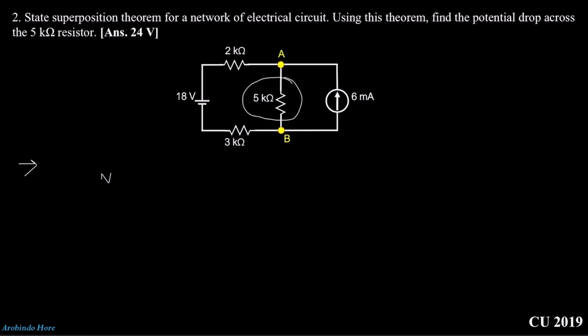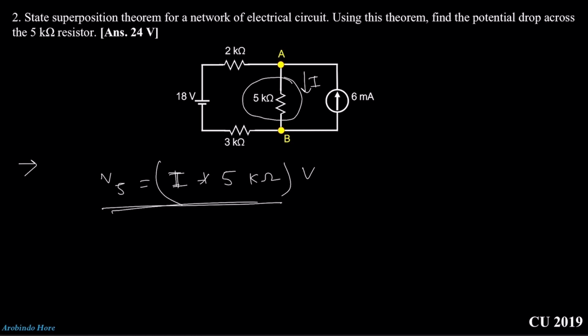So what is the potential drop across the 5 kilo ohm resistance? If I consider the current to be I, then I multiplied by 5 kilo ohm will be the voltage across the 5 kilo ohm resistance. So we need to calculate the current through the 5 kilo ohm resistance. Now you can see in this problem we have two independent sources. One is an 18 volt voltage source and another is a 6 milliampere current source.